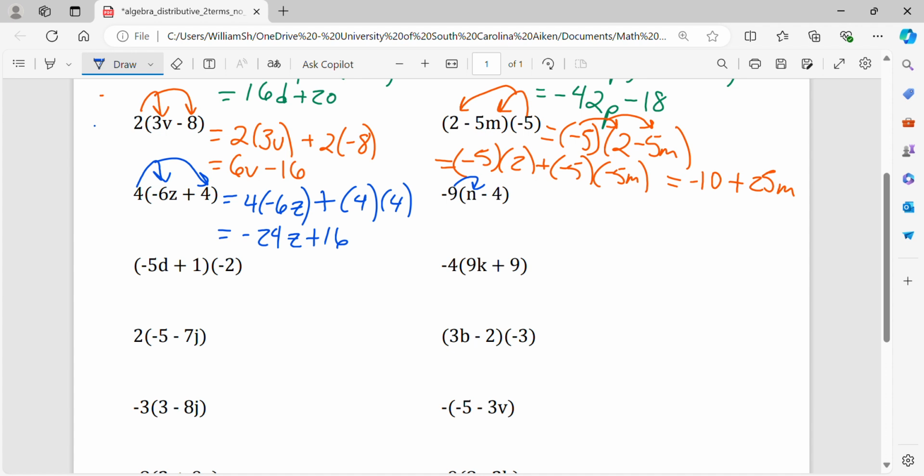Next one, I've got negative 9 times n minus 4. I just need to distribute that negative 9 to both terms. We've got negative 9 times n plus negative 9 times negative 4. If I simplify, it gives me negative 9n, and then negative 9 times negative 4 is positive 36.